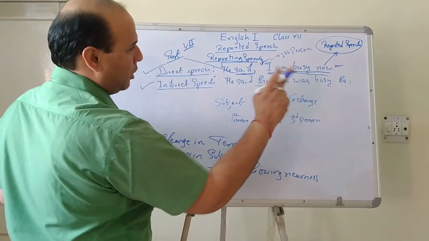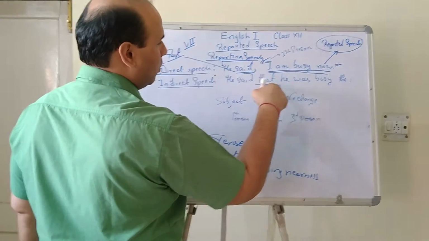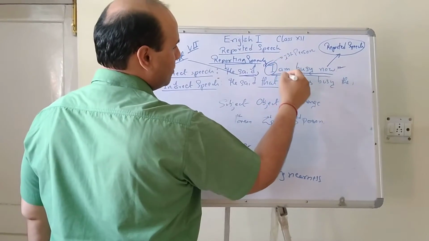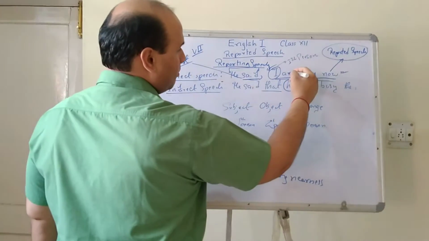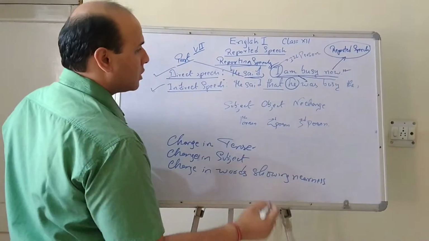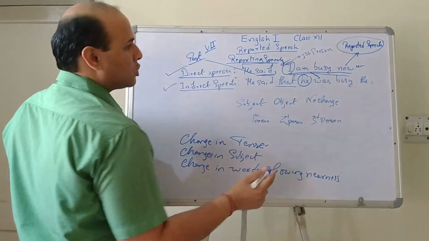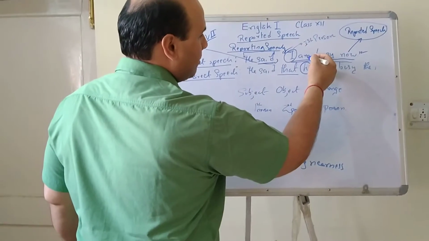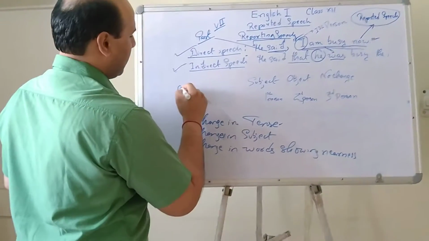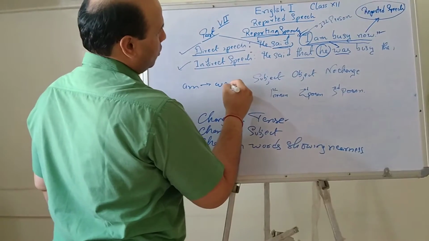He said that. Now, I becomes what? I becomes he, and am becomes was. Why? Because we have to make changes. So the present tense is becoming past. So this am has become was.